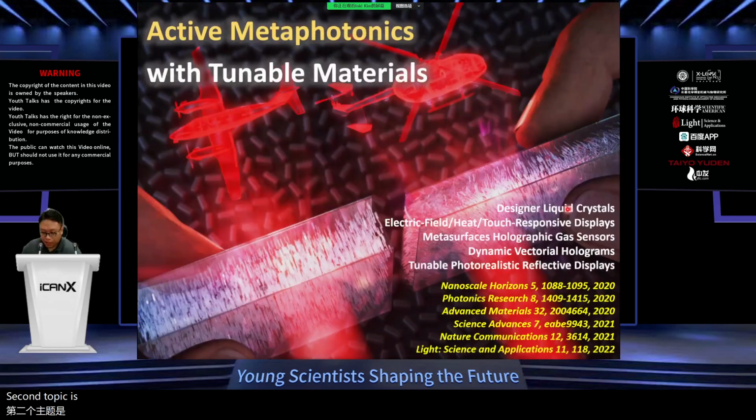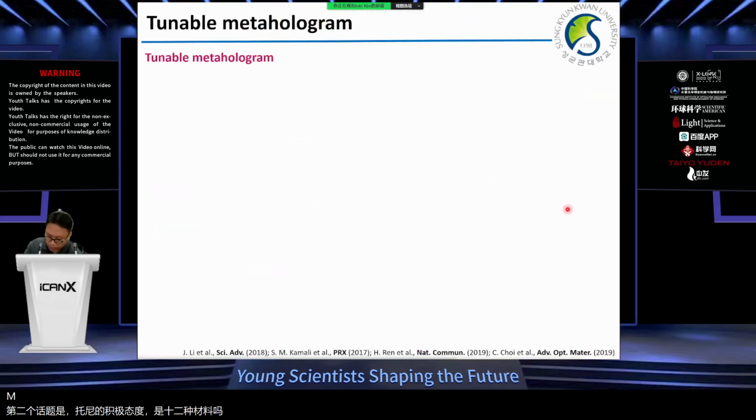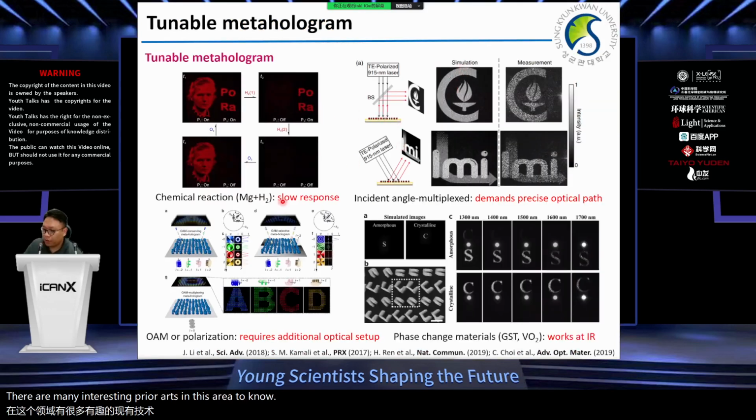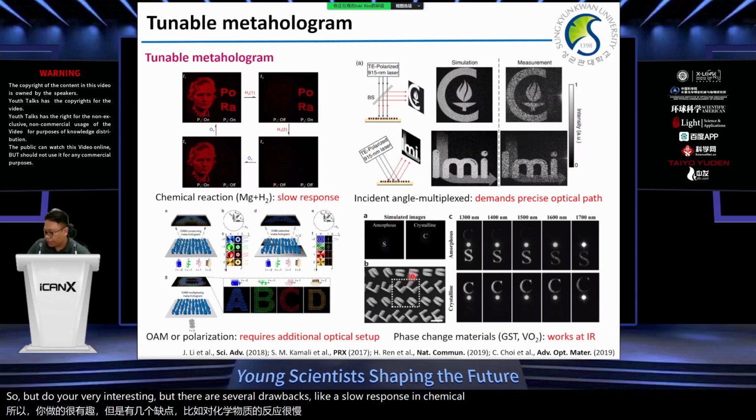The second topic is active metaphotonics with tunable materials. There are many interesting prior arts in this area, tunable metaholograms. For instance, phase change materials like magnesium and GST and vanadium dioxide. And also there are advanced algorithms to make angle multiplexing metaholograms, orbital angular momentum multiplexing metaholograms, and polarization multiplexing methods. They are very interesting, but there are several drawbacks, like a slow response due to chemical reaction, limited bandwidth, and also a complex optical schematic.